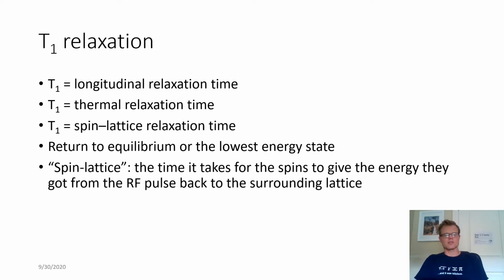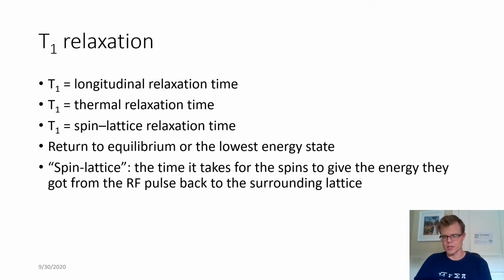Where the spin lattice term comes from is that this is the time that it takes for the spins, if you think about it in a quantum mechanical sense, looking at individual spins, to give the energy that they got from the RF pulse back to the surrounding lattice. And that's as deep as I will go into that explanation when we're looking at this classically, as we do with the net magnetization vector. We won't address the lattice.